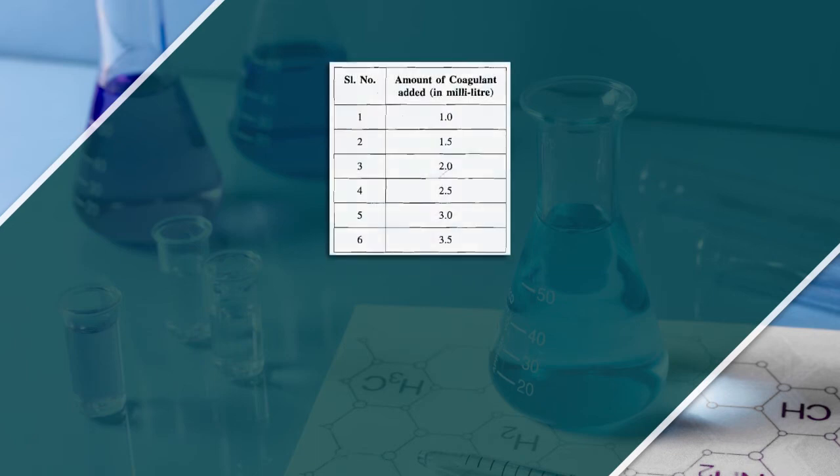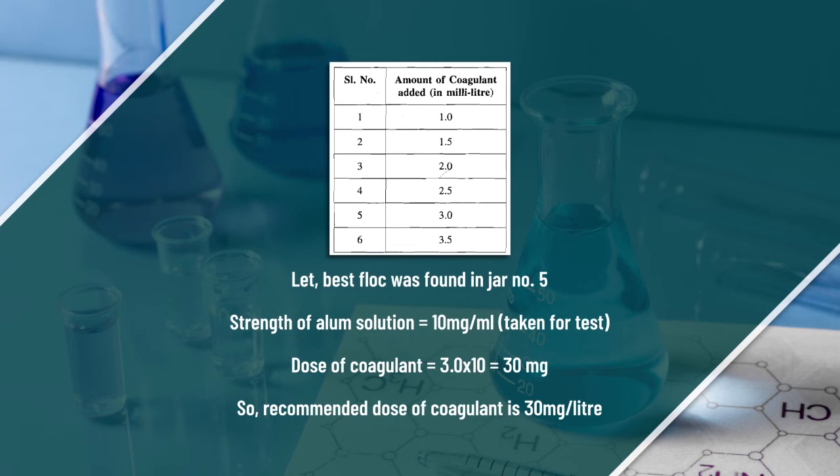For all 6 jars, the amount of coagulant quantity is shown. Let the best floc be found in jar number 5. Strength of alum solution is equal to 10 milligram per milliliter. Dose of coagulant is then 30 milligram. So the recommended dose of the coagulant is 30 milligram per liter.